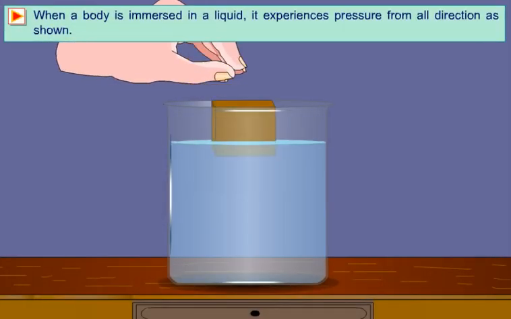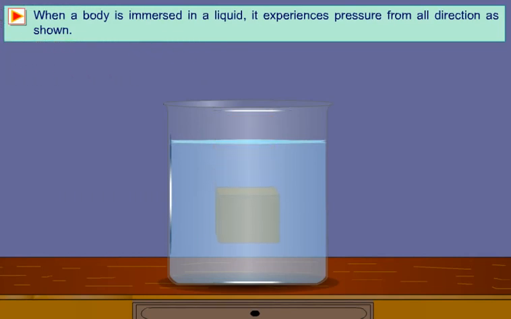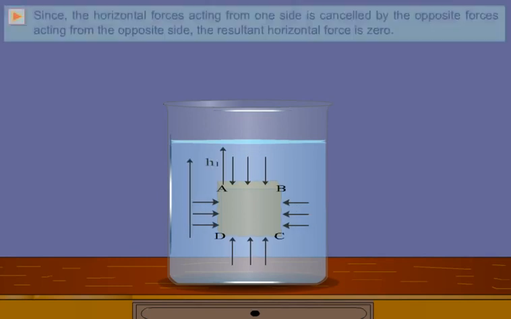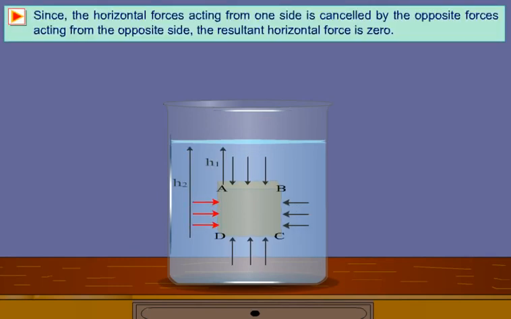Liquid pressure and resultant pressure. When a body is immersed in a liquid, it experiences pressure from all directions, as shown in figure 3.8. Since the horizontal forces acting from one side are cancelled by the opposite forces acting from the opposite side, the resultant horizontal force is zero.